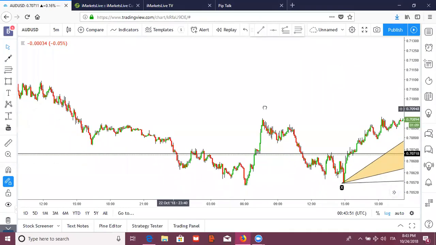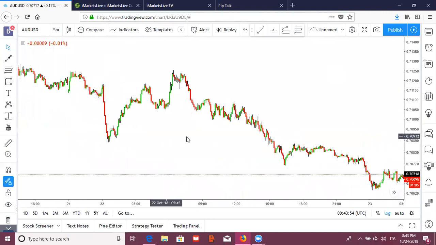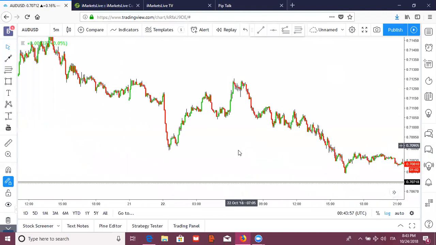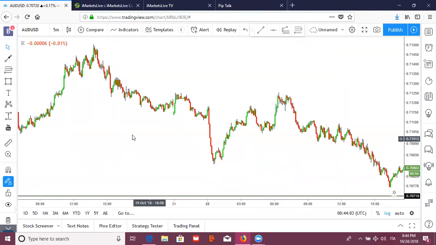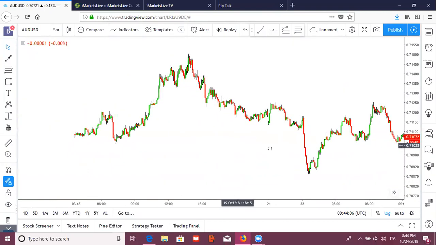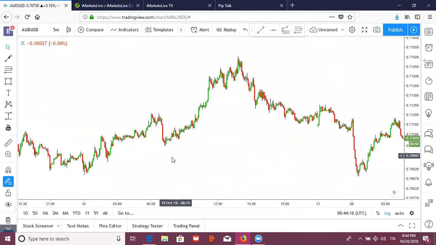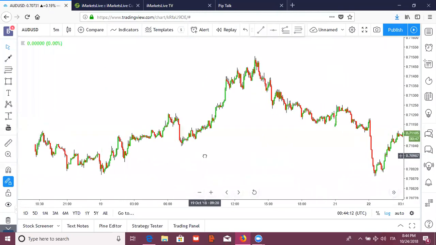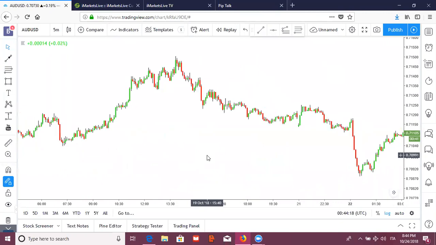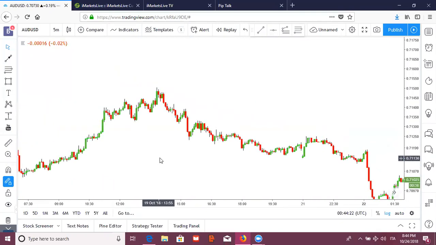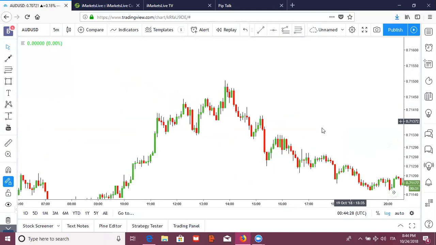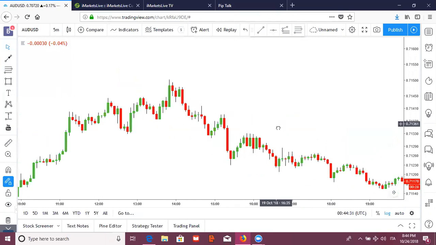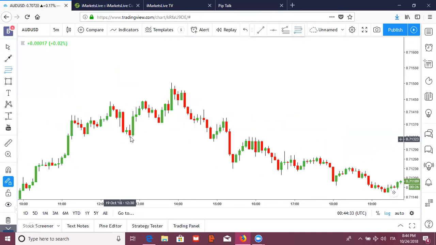So I'm just looking, let me just zoom out. And it's good to train your eye to see the pattern based on one that's already completed, so you know what to look for, rather than trying to look for something that hasn't completed yet. So I think we might have one right here.